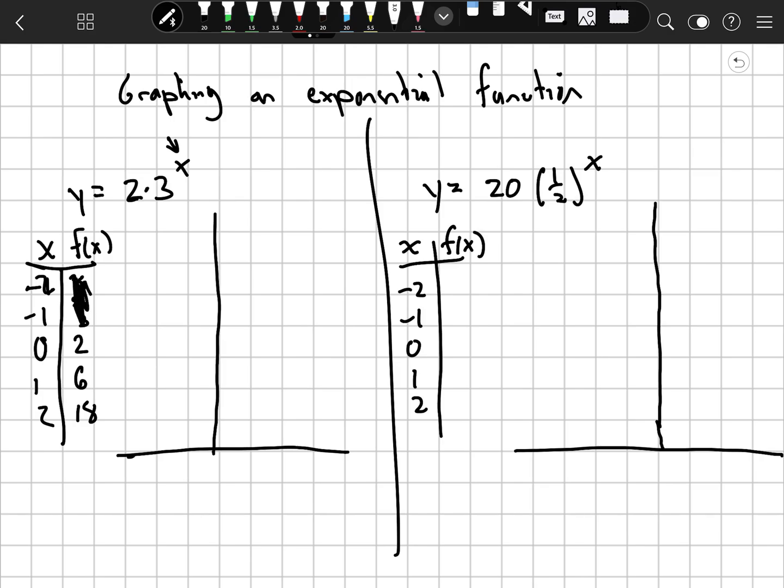Let me try that again. 2 times 3 is 6. Yep, it is 2/3, and 2/9. That was right. Okay, let's go ahead and graph these.